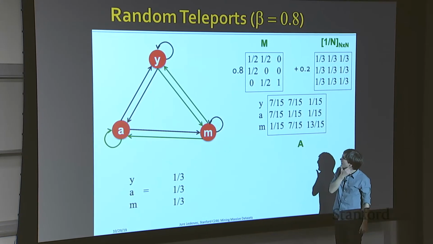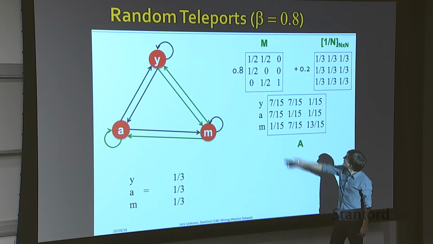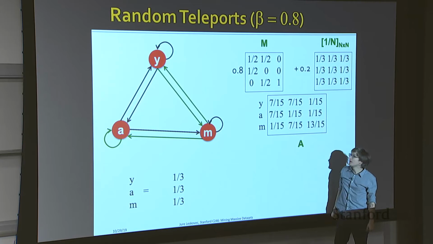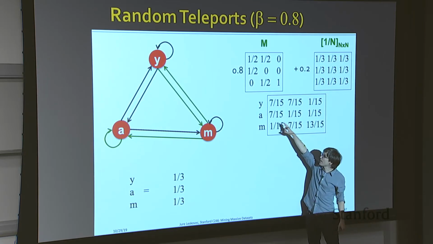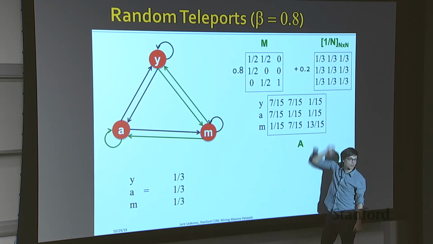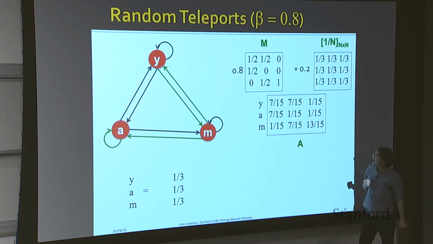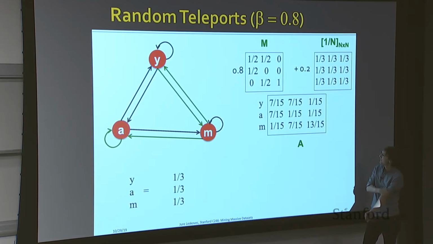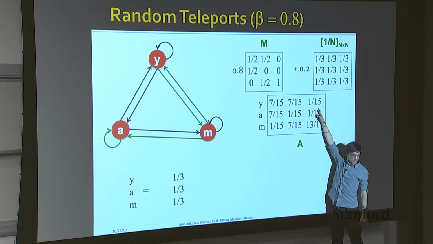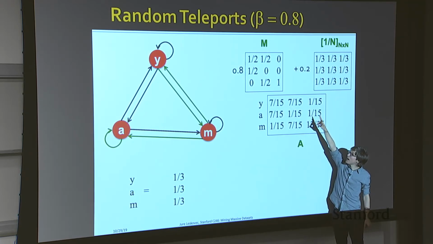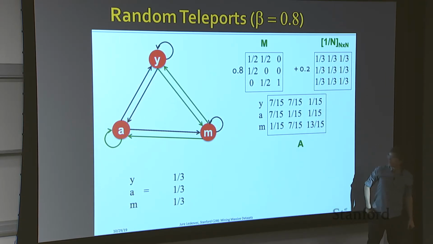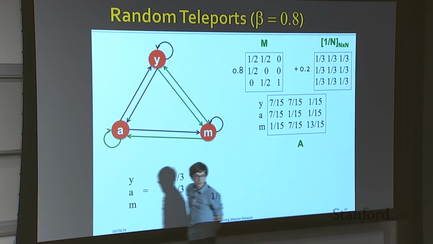So what this means is that if I come to a given node, here is how I'm going to leave that node. With probability 7/15, I will navigate to Y, with probability 7/15, I'll navigate to A, and 1/15 to M. Why are things this way? Because, for example, to go to this node, the probability of traversing by link is 0, but I get the random jump part. So that's why it will be this way.